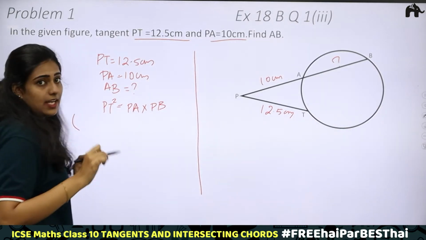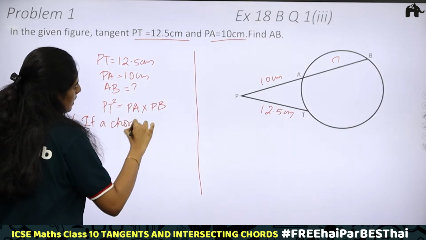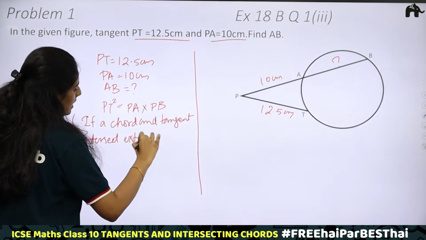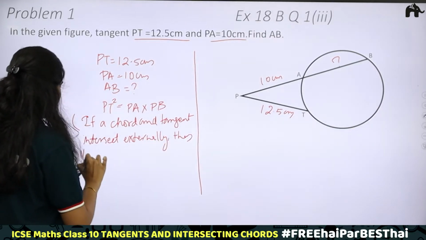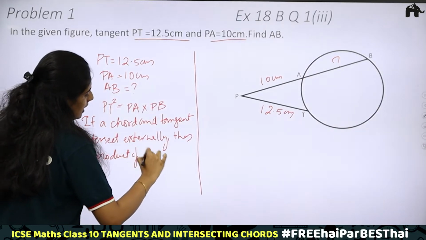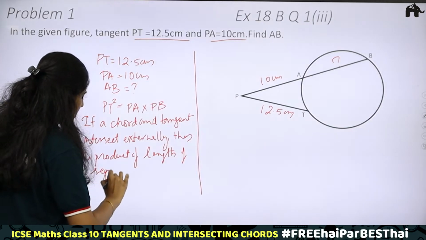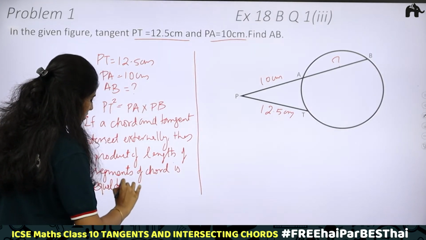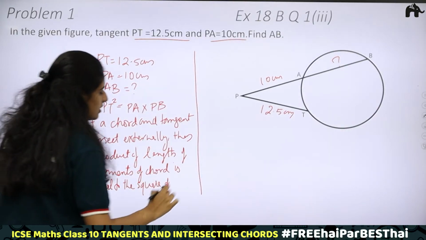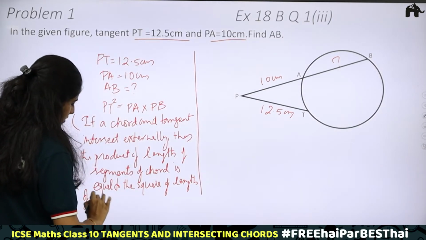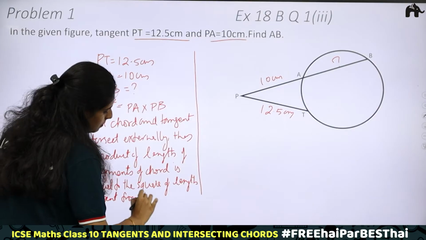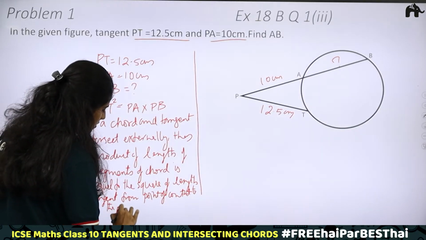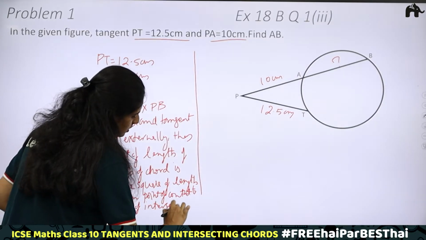Now what is the reason? You have to include the theorem here. If a chord and tangent intersect externally, then the product of the length of segments of the chord is equal to the square of the length of tangent from the point of contact to the point of intersection. So you have to include this theorem as well.